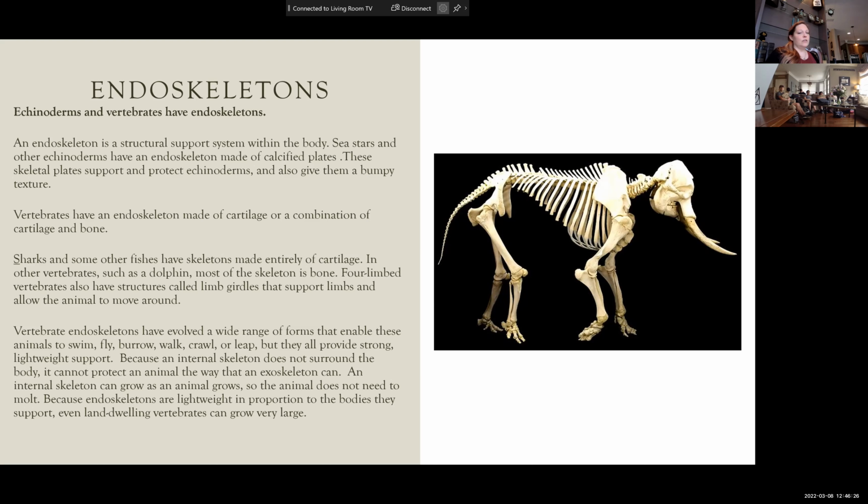Endoskeletons are lightweight in proportion to the bodies they support. Bird skeletons, bird bones. How would a bird bone differ from like a pig bone? They're hollow. They are hollow. Yeah, they're hollow and they're very thin because they're lightweight. I actually did find a bird skeleton once and it was so fragile that it didn't survive my trying to clean it.